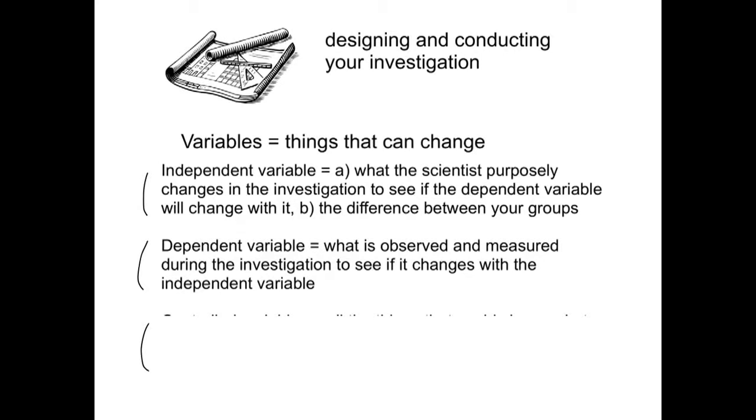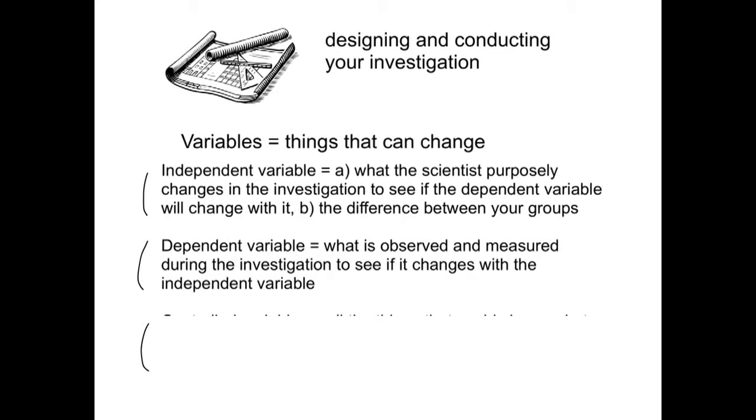The dependent variable is what is observed and measured during the investigation to see if it changes with the independent variable. In our tennis ball experiment, that was the average number of baskets scored by the people in the groups. So we wanted to see, does the number of baskets depend on whether the group is boys or girls? The independent is called independent because it is separate. It does not depend on it. Whether the group is boys or girls does not depend on the points. But we wanted to see, does the points depend on whether the group is boys or girls?